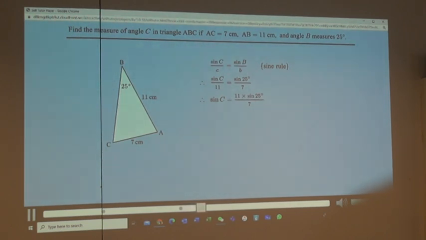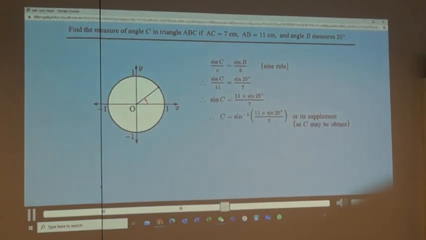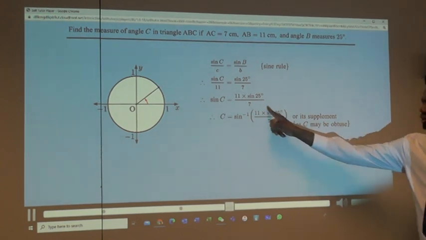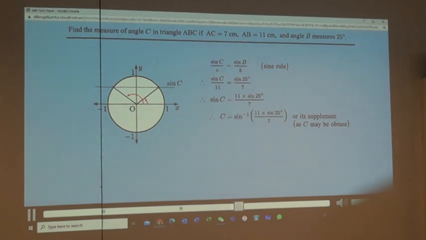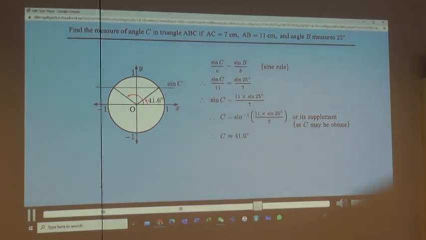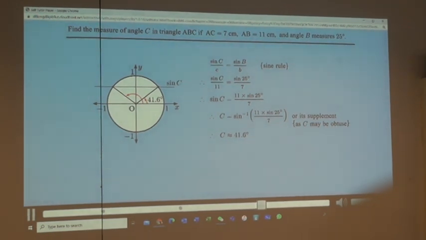But we know that for an angle with a positive sine, there will be two angles between 0 and 180 degrees. One of the possible measures for the angle will be the inverse sine of the given expression, and the other will be the supplement of this angle, which means 180 degrees minus the angle. We use our calculator to evaluate the inverse sine, so we have two possible values for C. One is acute and the other is obtuse.